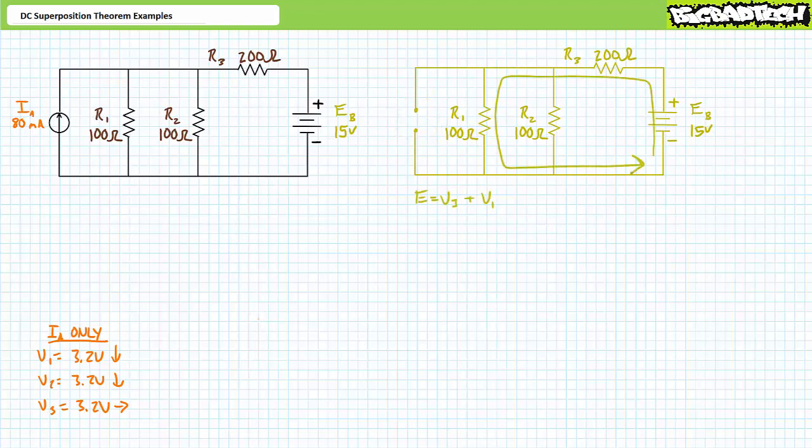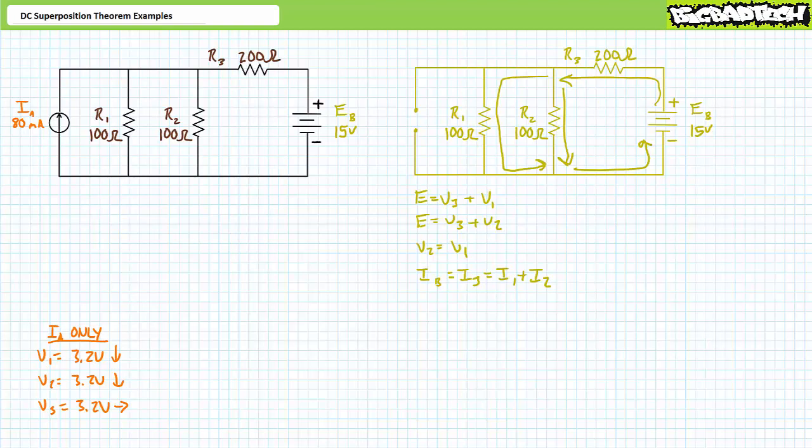A Kirchhoff's voltage law analysis of this loop suggests that E equals V3 plus V1. A Kirchhoff's voltage law analysis of the second loop suggests that E equals V3 plus V2. Finally, a Kirchhoff's voltage law analysis of the third loop suggests that V2 equals V1. A Kirchhoff's current law analysis of the modified circuit suggests that IB equals I3, which equals I1 plus I2.